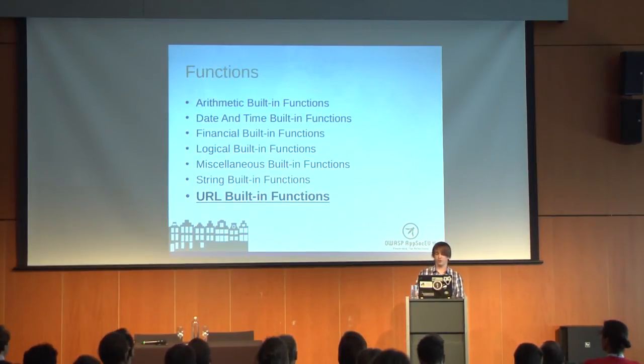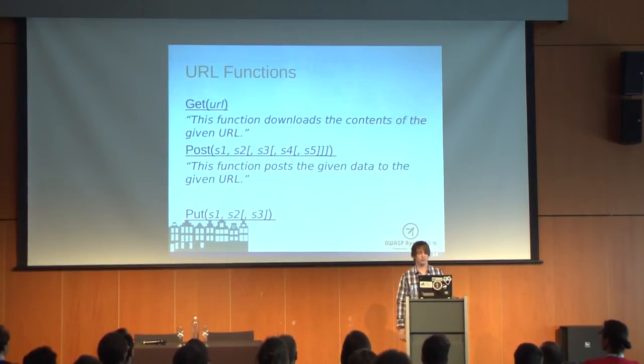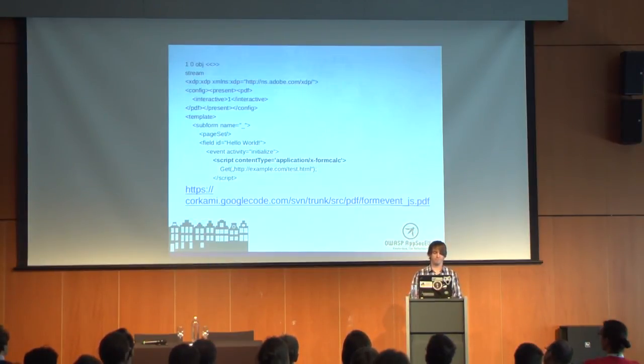And these are all the functions it supports: arithmetic, date, financial, logical, miscellaneous, and string. They also have all built-in functions. And they're really interesting because the first one is a Get function. It takes just one parameter. You specify a URL, and it retrieves the content and gives it back to you. This is done by using the browser, so all session cookies are sent along. This also works with Post, and you can even create a pull request.